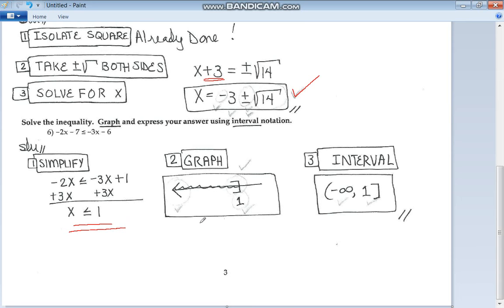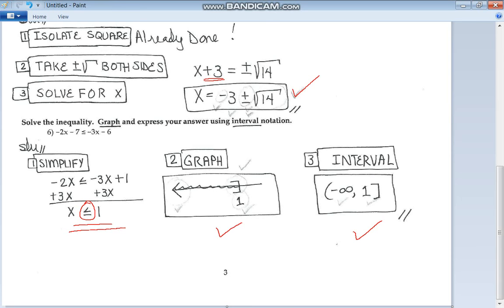Now we draw this in graph form. There's a boxy bracket because there's an equal portion in the inequality, and then the shading and the arrow to the left. And then interval notation, the smallest value shaded in this picture is negative infinity. That always gets a round bracket, comma. And the largest value shaded is 1. It actually includes 1 with a boxy bracket, so we put a boxy bracket here for 1.